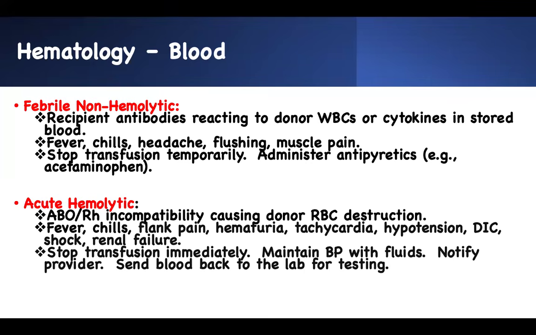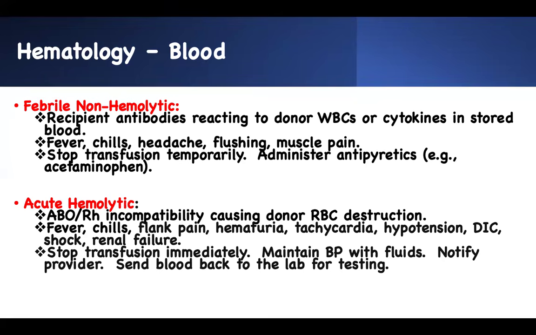What happens is the recipient antibodies react to the donor white cells. When I arrive with the white cells, my white count goes up. So they're going to have signs of white cells: fever, chills, headache, flushing, and muscle pain. But there's no hypotension, there's no respiratory problem. What you need to do is stop it temporarily and give them an antipyretic, like acetaminophen, and that will take care of it.